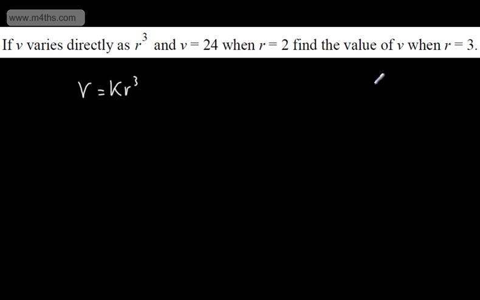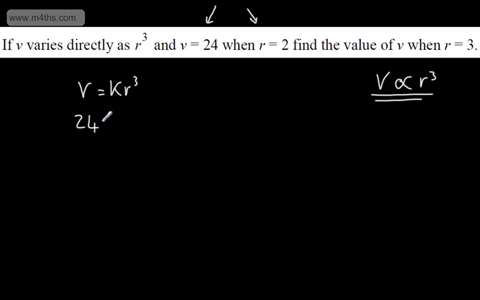If you wanted, you could start with v is directly proportional to r cubed, and then write the following statement. This one, I'm just going to write it like so. So let's put in what we call the initial conditions. This will allow us to solve for k, which is our constant of proportionality.